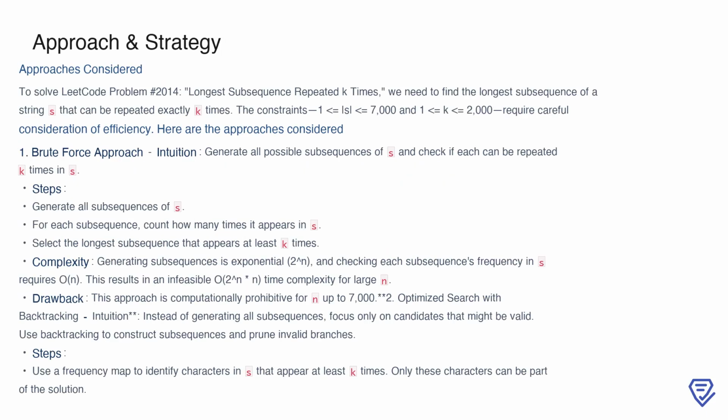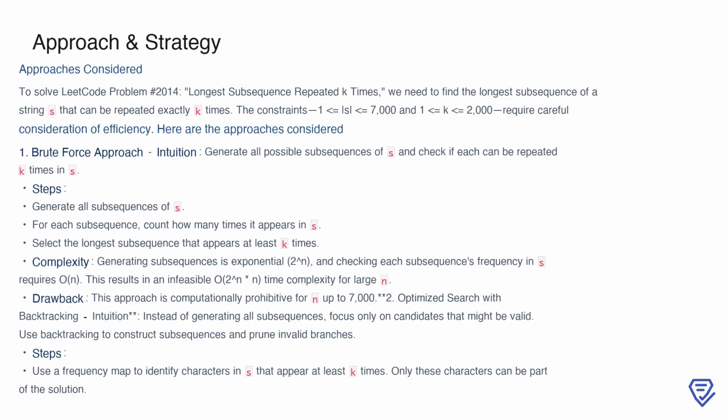consistency. To tackle the problem of finding the longest subsequence of a string s that can be repeated exactly k times, we considered several approaches. The first is the brute force approach, where we generate all possible subsequences of s and check how many times each one appears. The idea is to select the longest subsequence that appears at least k times. However, this method is computationally prohibitive because generating all subsequences is exponential, requiring O(2^n) time, and verifying each one adds an additional factor of n. With n going up to 7,000, this approach becomes infeasible.